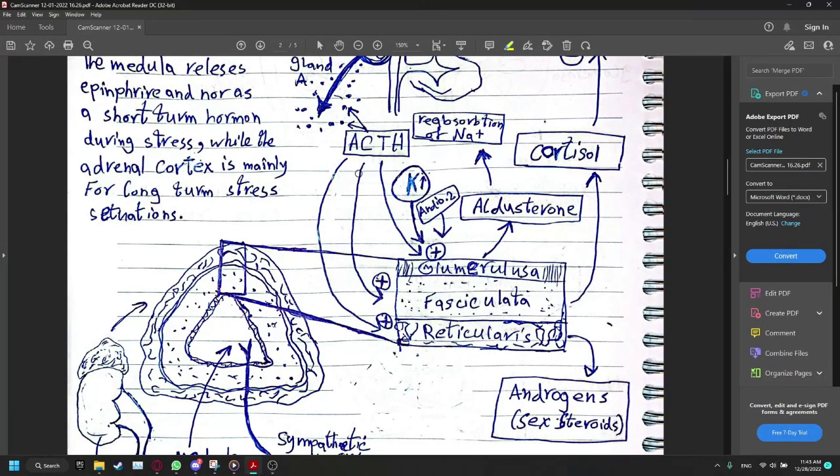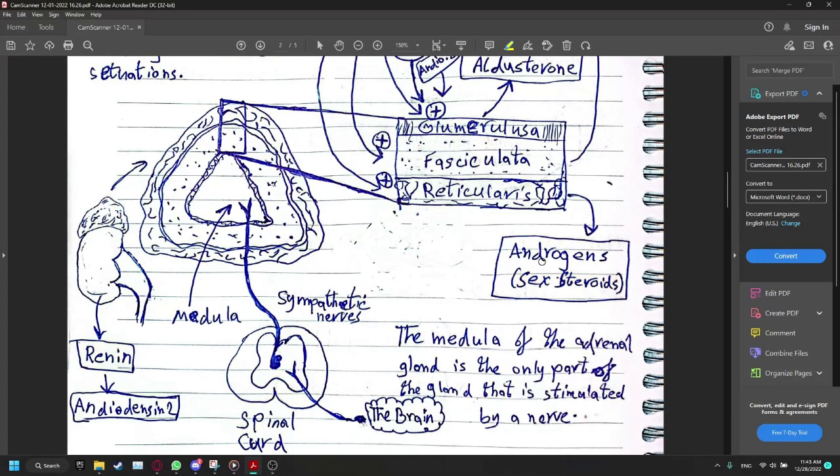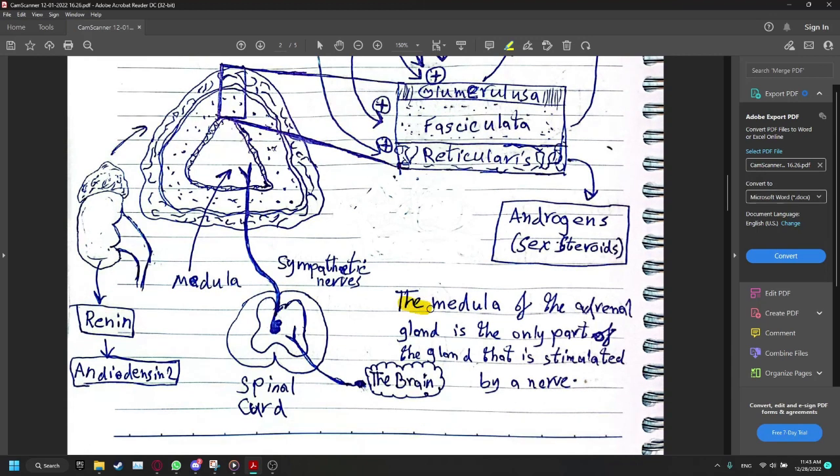And the zona reticularis here is obviously stimulated by ACTH. ACTH, with positive feedback here, makes androgens, which are basically the sex steroids. Sex steroids could be something like testosterone, which is present, believe it or not, in both male and female. This is also important: the medulla is the only gland that produces hormones by the nerve.